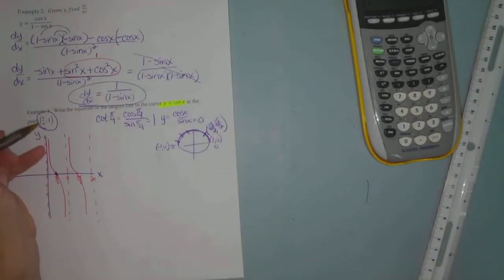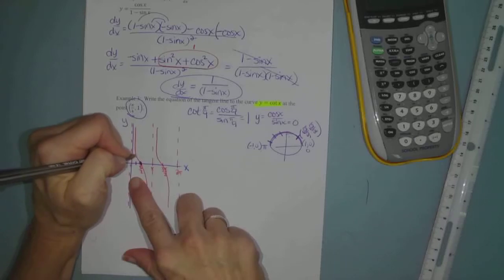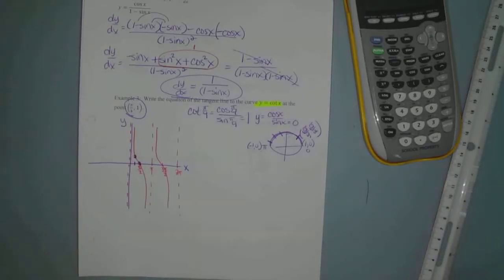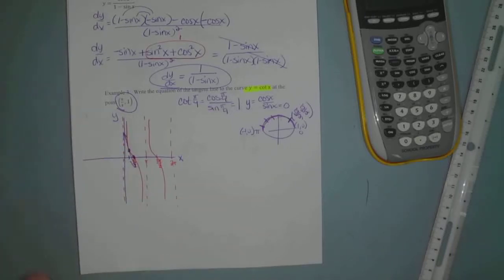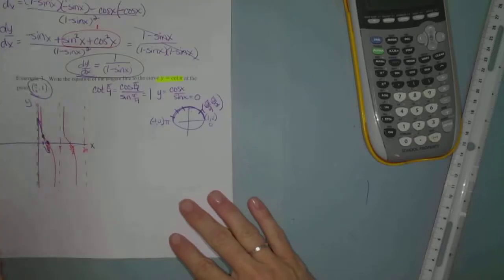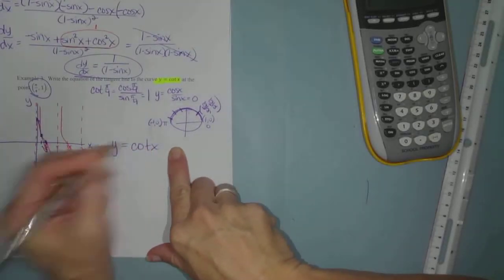So this point makes sense to me, and more than that, if I go to the graph, pi over 4, 1 is right here. So if I draw a tangent line there, this is what I'm looking for, the equation of that tangent line. Okay, so let's get into it. So let's come down here. We start with y equals cotan x.